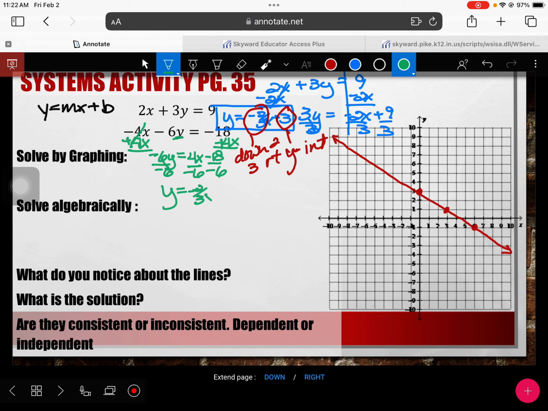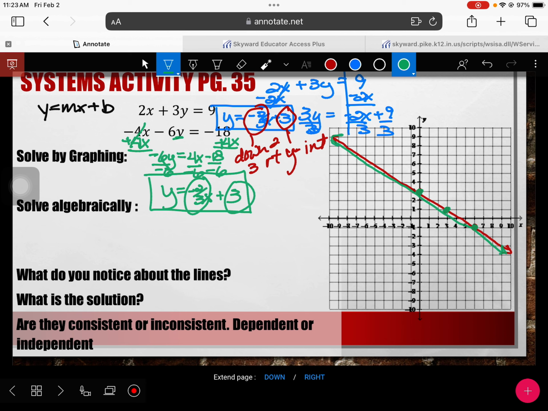Negative 2/3 x and negative 18 divided by negative 6 is plus 3. So let's plot this second equation. What's my y-intercept? 3. Oh, same point. What is my slope? Down 2 over 3. Down 2 over 3. Oh my gosh, Miss Didi, it's the same line. What the heck does that mean?